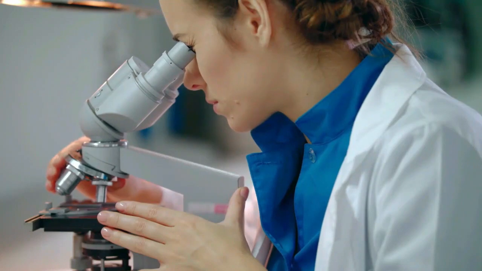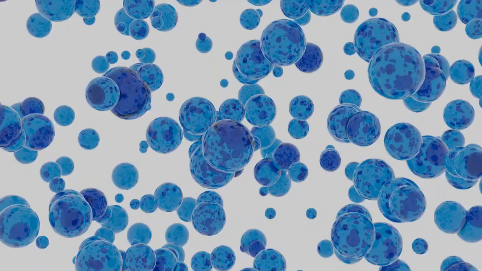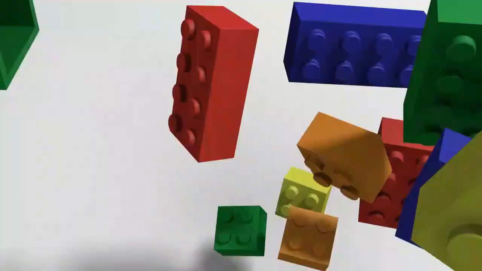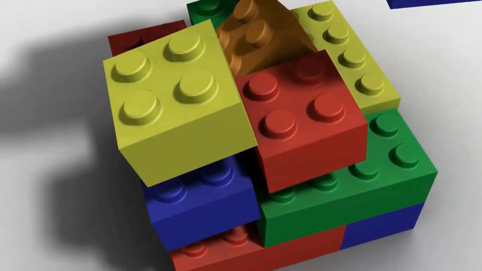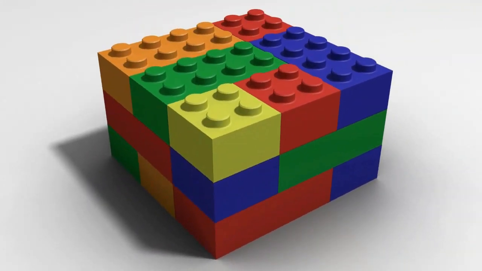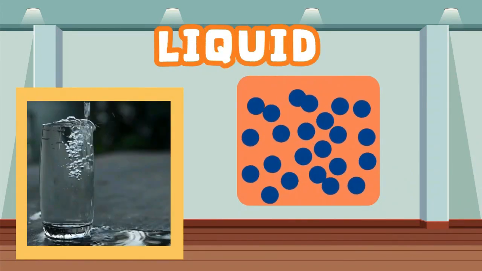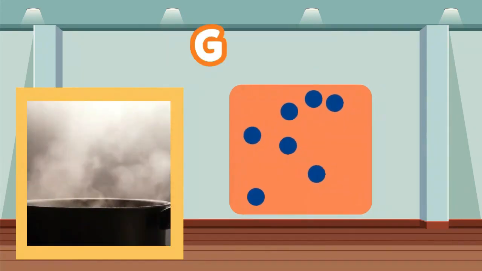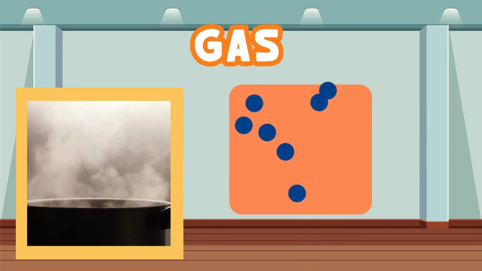If we took a very powerful microscope and looked at matter, we would see that all matter is made up of tiny little particles called atoms. Atoms are the building blocks of matter. Scientists have found out that the difference between a solid, liquid, and a gas is that the atoms in a solid are tightly packed and don't move. The atoms in liquids are still connected to each other, but not as tightly as in solids. And the atoms in gas are not held together at all, so they can move about freely.